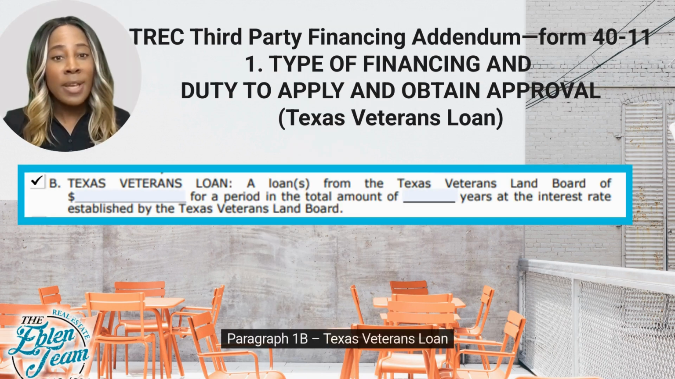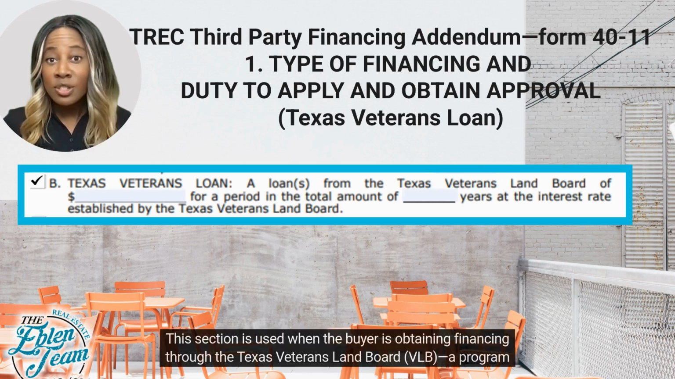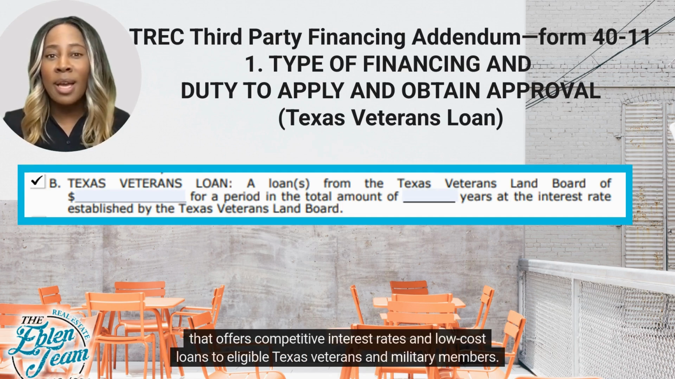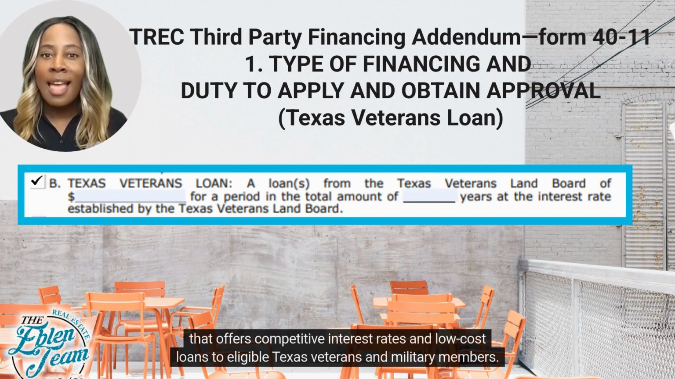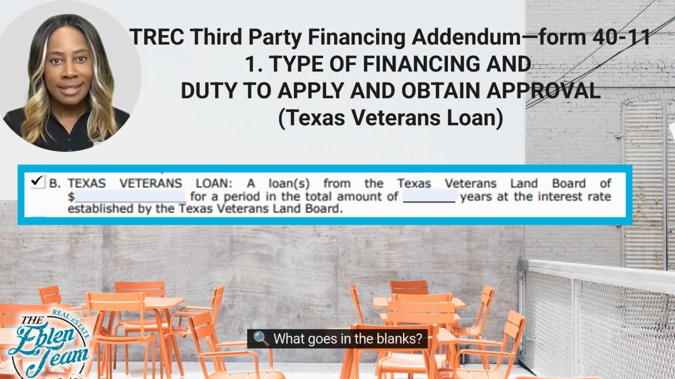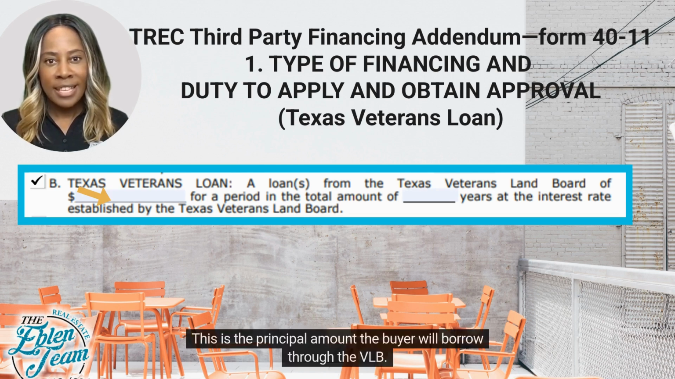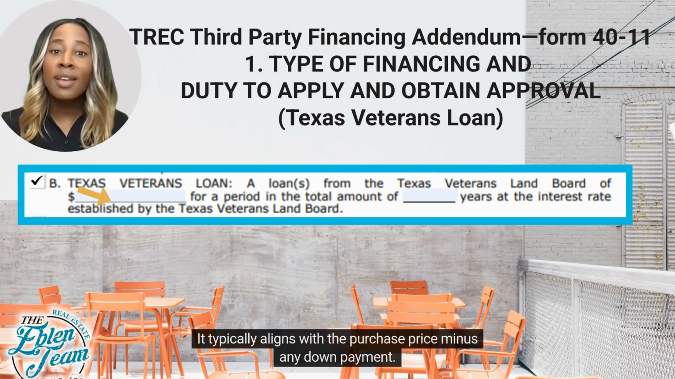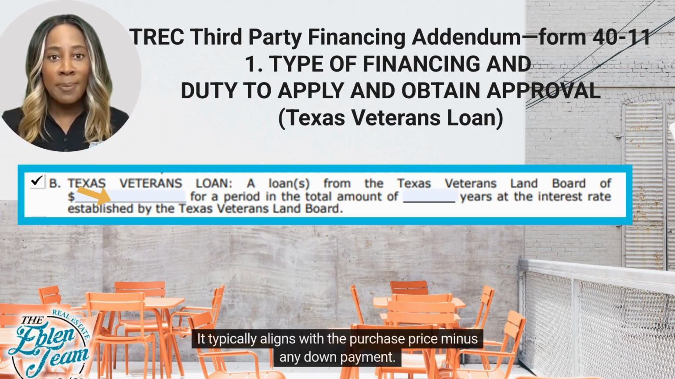Paragraph 1B, Texas Veterans Loan. This section is used when the buyer is obtaining financing through the Texas Veterans Land Board, VLB, a program that offers competitive interest rates and low-cost loans to eligible Texas veterans and military members. What goes in the blanks? Loan amount. This is the principal amount the buyer will borrow through the VLB. It typically aligns with the purchase price minus any down payment.